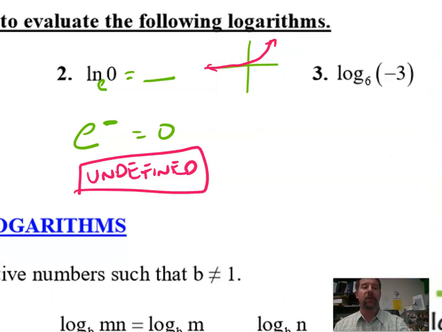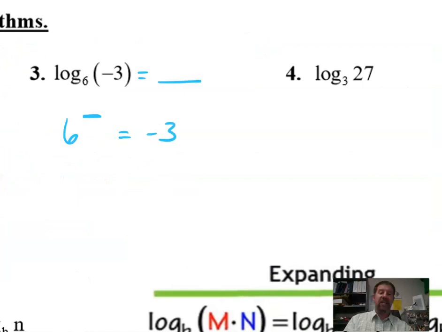Okay, so now let's move on to number 3. If we do our equal sign equals blank, I get 6 to the blank equals negative 3. What would I raise 6 to give me negative 3? And again, you're going to come across this. If I raise 6 to any power, it's always going to be positive. It will never equal a negative number. So in this case, you cannot do it, and this is undefined.